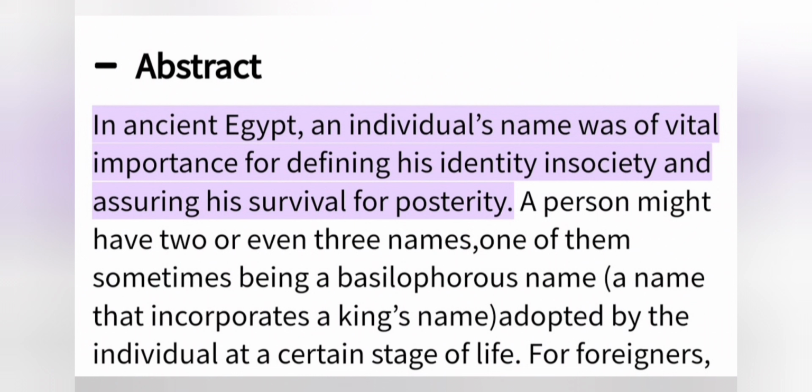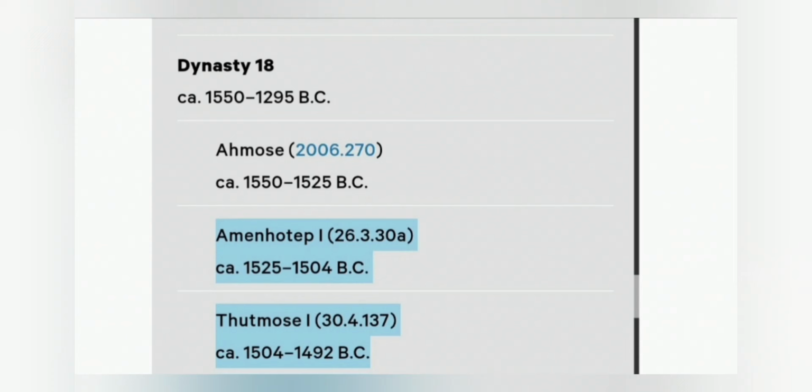So by taking this into account, we can look at other things in conjunction with this to find out who this woman was according to Egyptian culture. So this is Amenhotep the first. This is the chronology of the kings. This is Amenhotep and his predecessor, which was Amos, and Thutmose the first. We got both of them here.